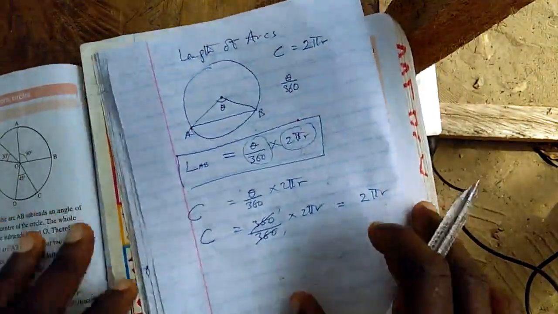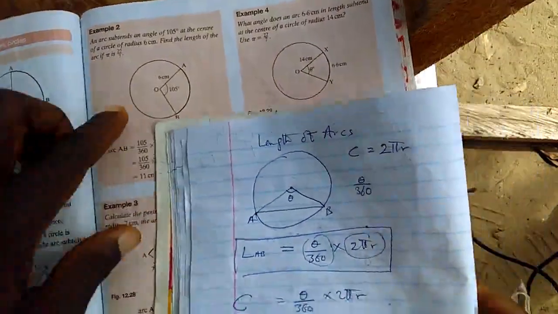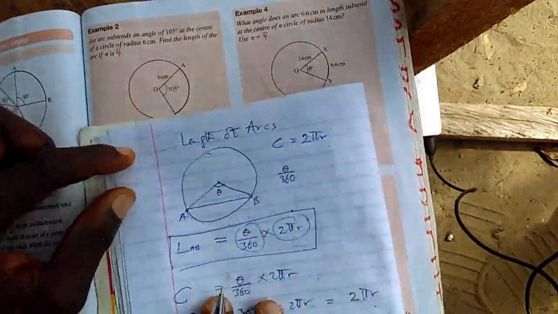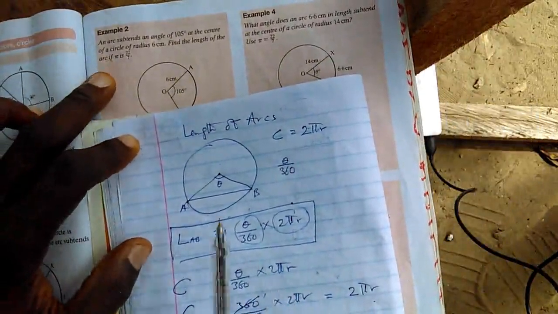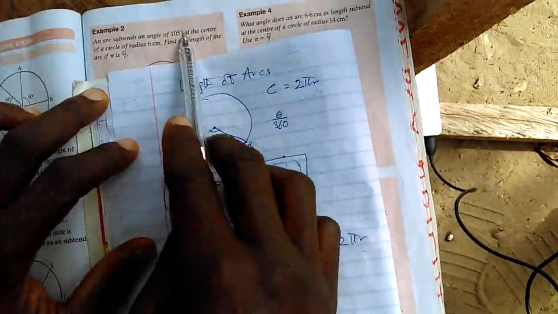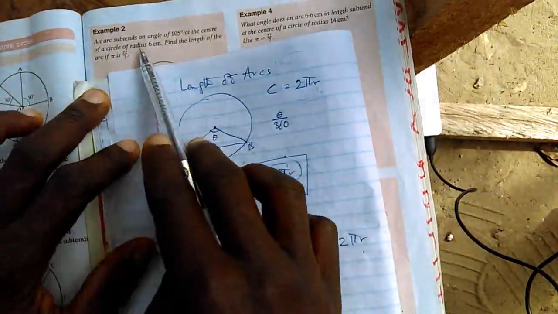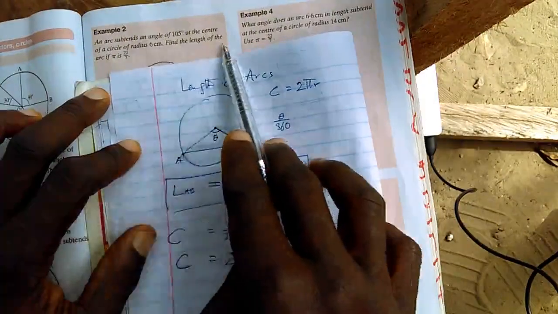Now, let's look at an example. The length of an arc. Look at this one. An arc subtends an angle 105 degree at the center of a circle of radius 6 cm. Find the length of the arc.